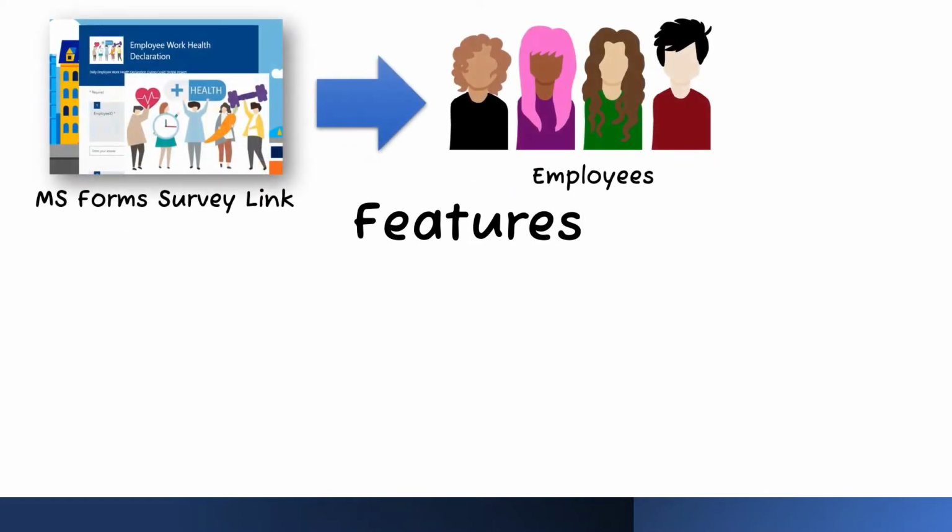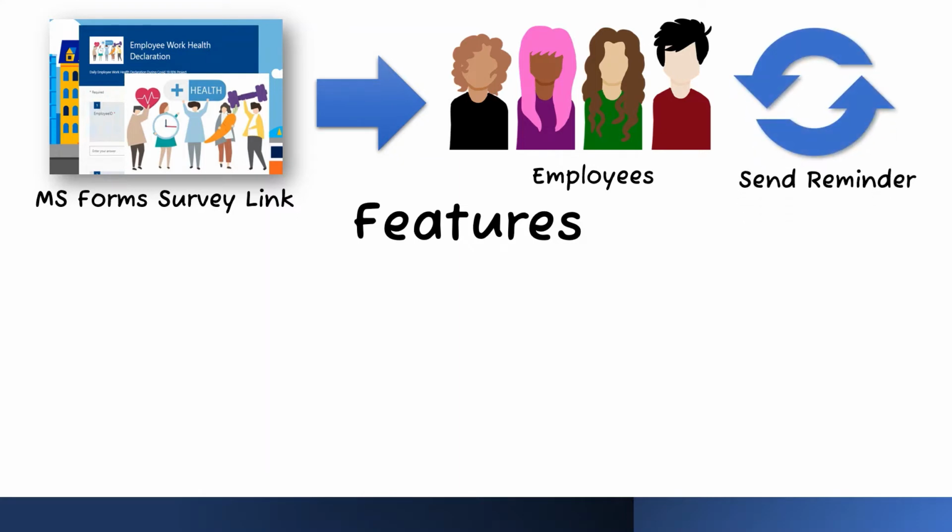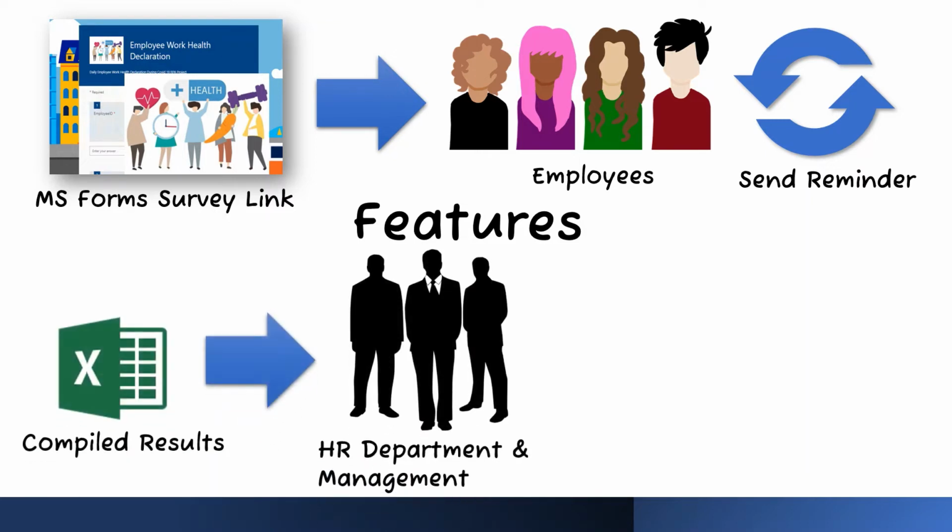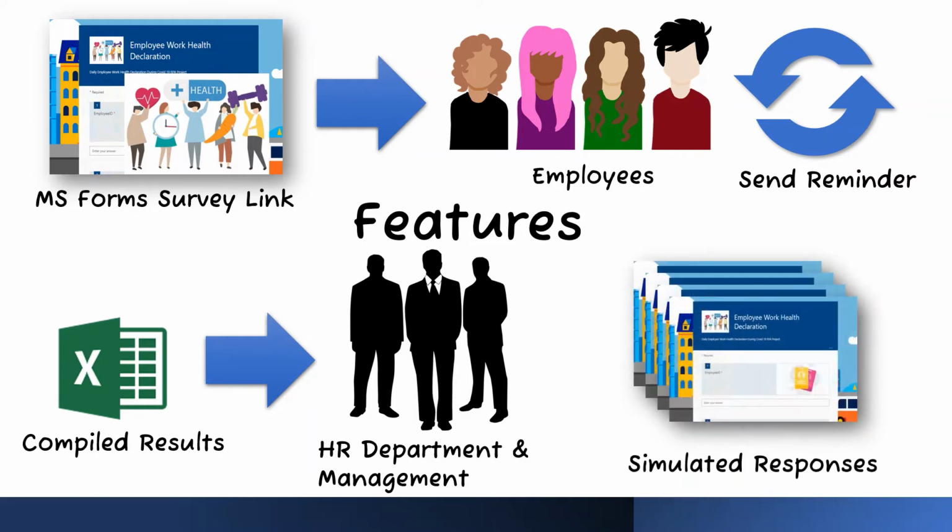There are 4 features in this solution. The first feature is to send the MS Forms work and health declaration survey link to employees via email. The second feature is to check the responses and send reminders to those who have yet to respond. The third feature is to download the collected data, compile results and send it to the designated recipients. The fourth feature is to generate simulated survey responses for system testing.